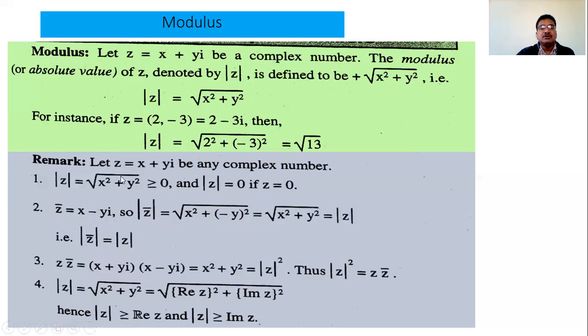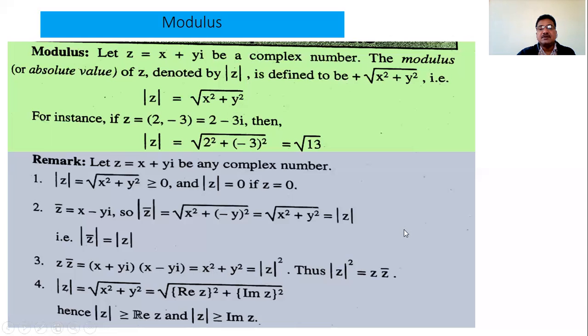And the modulus of z is root x square plus y square. So mod z bar and mod z are both the same. That is, the modulus of the conjugate and the modulus of itself are the same. This is important. Then z into z bar, with z this and z bar this, is x square plus y square, that is, mod z square. This is a very important concept: mod z square is z into z bar, because z into z bar is x square plus y square.